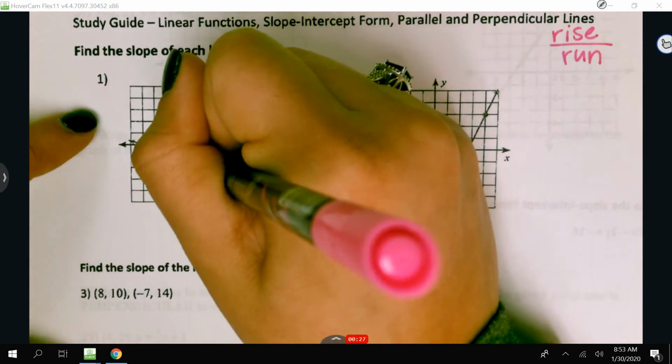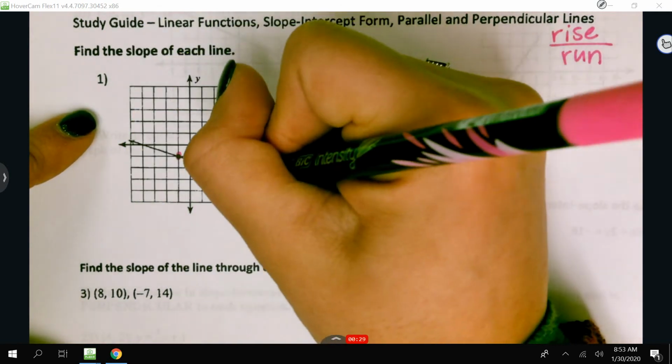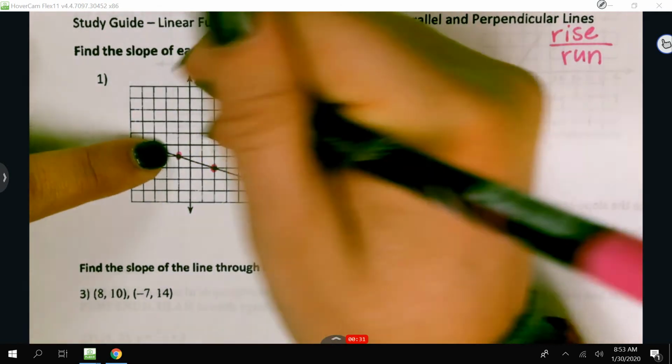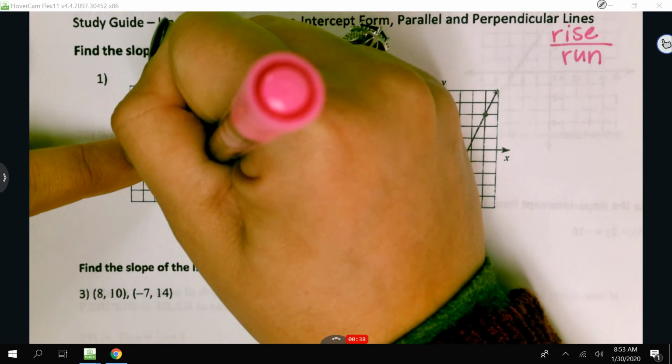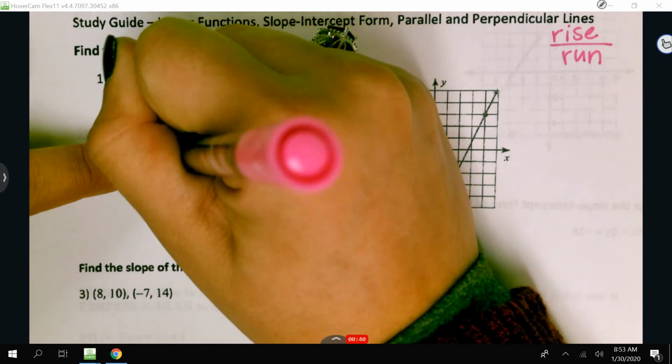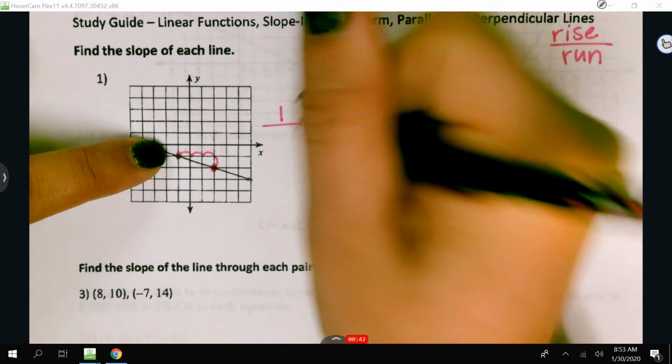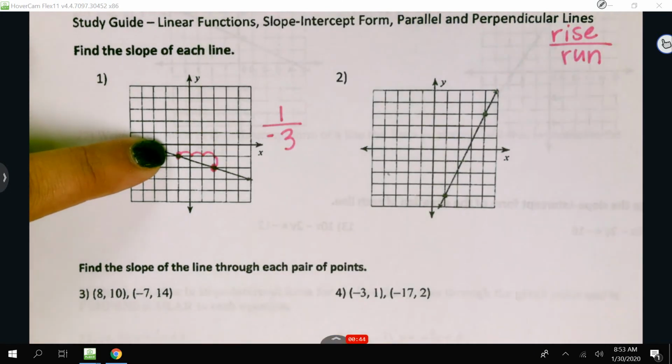Okay, if I start at this one, I have to either go up or down first. But in order to get to that point, I have to go up 1. So that's a positive 1. And then I have to go to the left 1, 2, 3. So because I went left 3, that's a negative 3. So that slope should be negative 1/3.